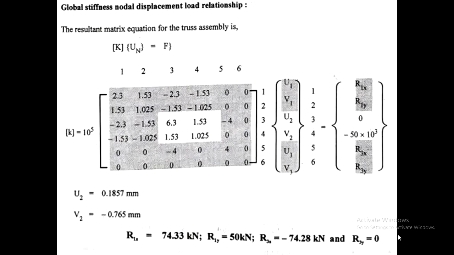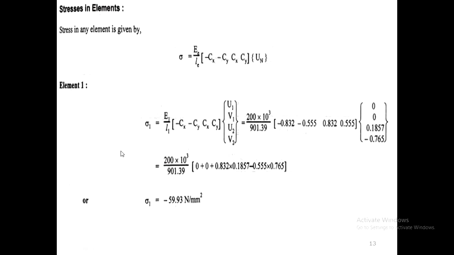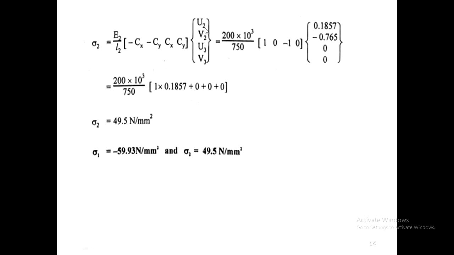Then the last term, that is how to calculate stresses. This is the generalized form for calculating stresses. Stress is equal to E over L times minus Cx, minus Cy, Cx, Cy, into the displacement vector. So for element 1, just put the displacement vector, that is node 1 and 2, so u1 v1 u2 v2, put all values and calculate stress. Similarly, just change the node positions, that is u2 v2 and u3 v3, put all respective values and you will get stress in element 1, that is -59.93, approximately equal to -60 N/mm², and stress in element 2, that is 59.5, approximately equal to 60.